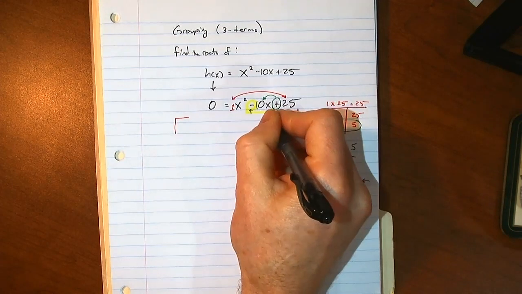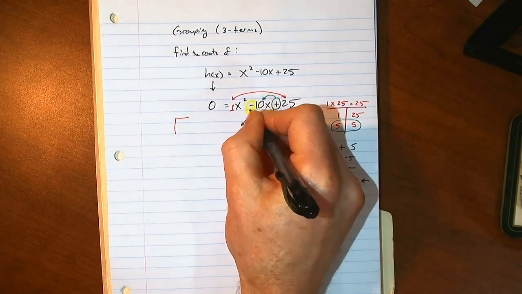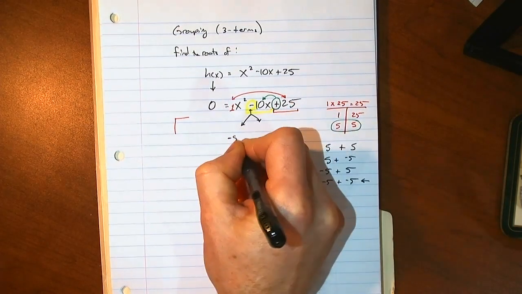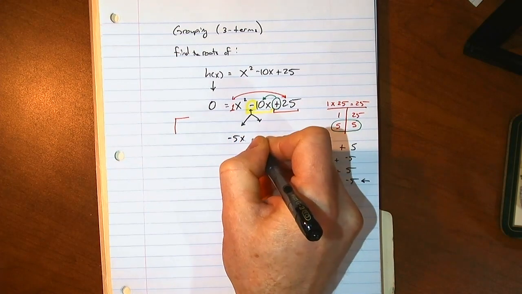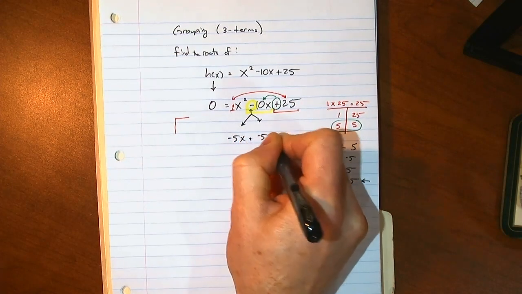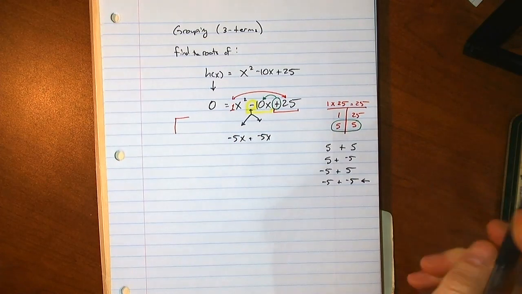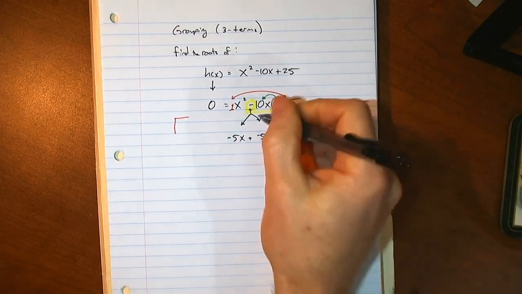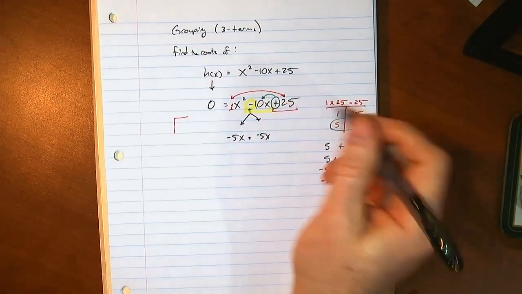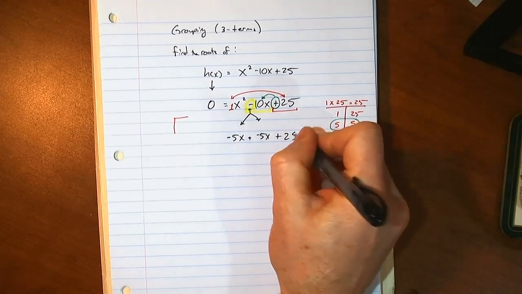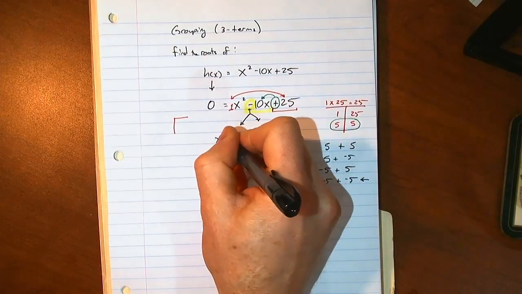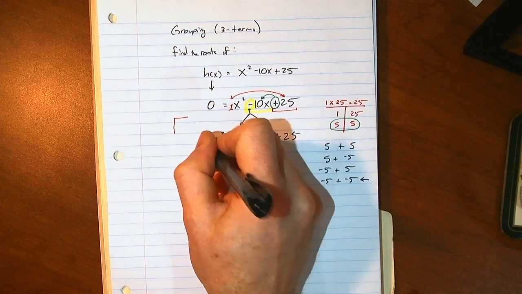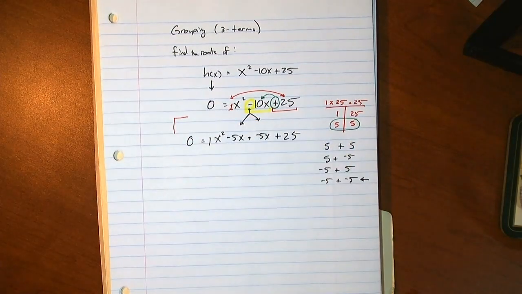So I'm going to take that middle term and break it up into a negative 5x plus a negative 5x. Or you could just make it negative 5x minus 5x, however you want to write that. So that's my breaking of the middle term. And once I do that, remember the other things are all still there. I haven't changed any other part of the equation. Now I have 4 terms.